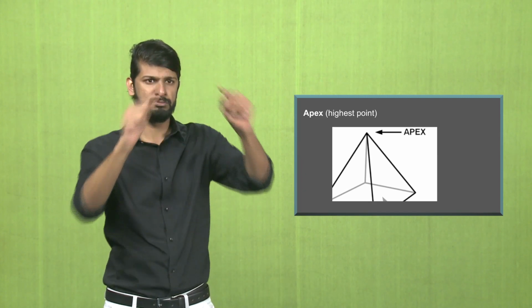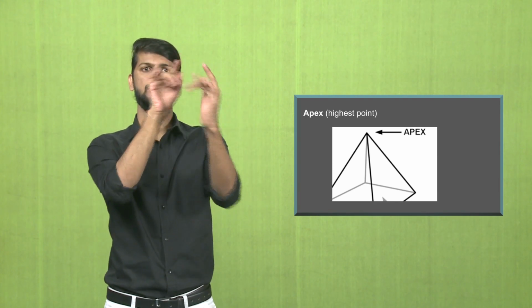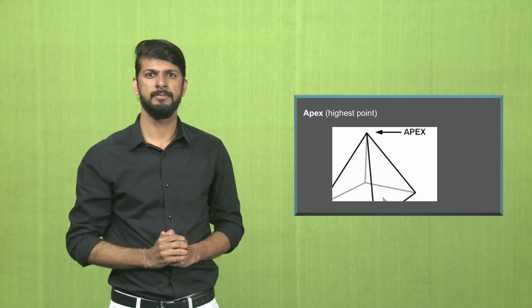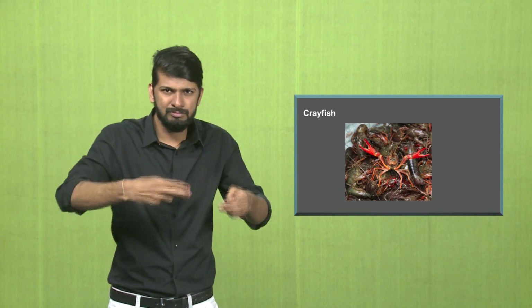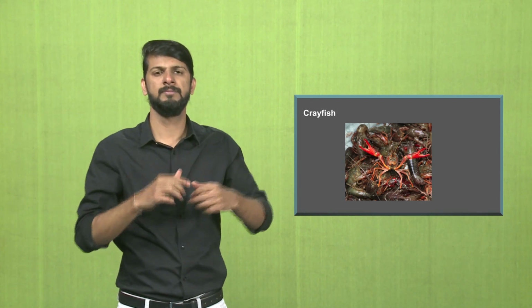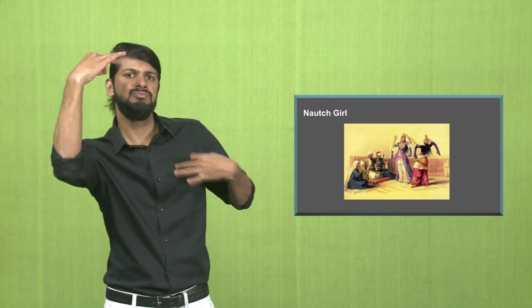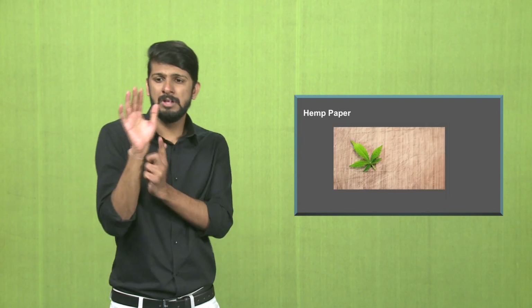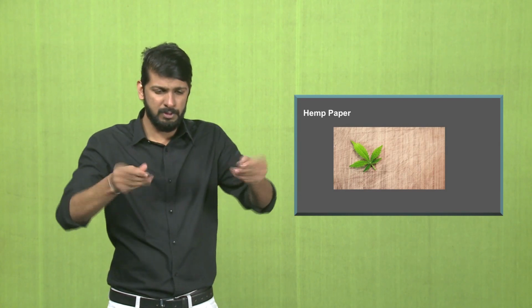Apex is the highest point. In this case, the highest point of the triangle is the apex. Crayfish. Nautch girls, they were performers in a court where people used to come and pay and they would dance and entertain people. Hemp paper, paper which is made out of hemp.